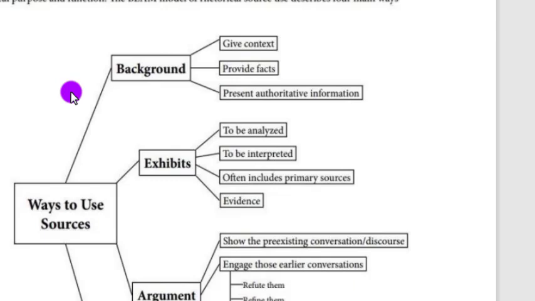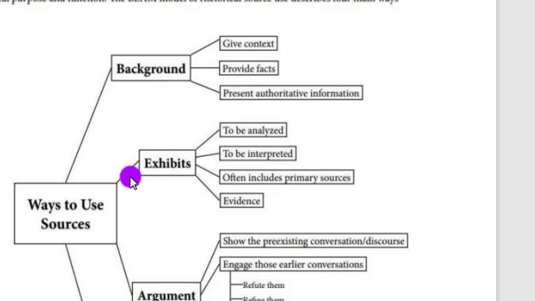So remember that the background information is not necessarily used to prove a point per se, or necessarily to support using evidence. It's not about that. Really, the background information is just that, in order to provide background information, to give context, provide facts, or present authoritative information. Next, we have exhibits.